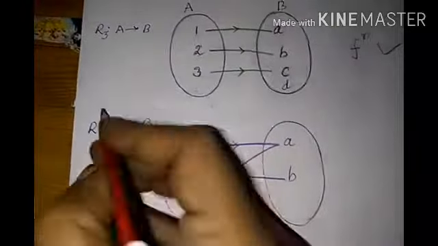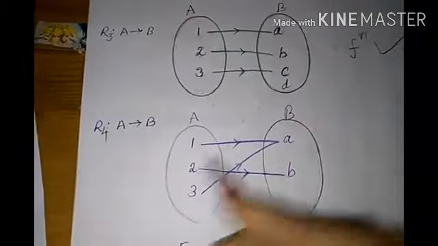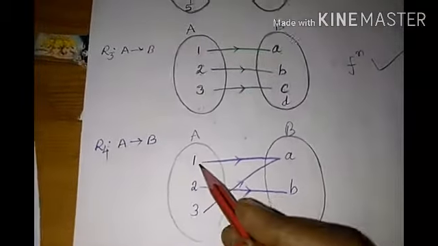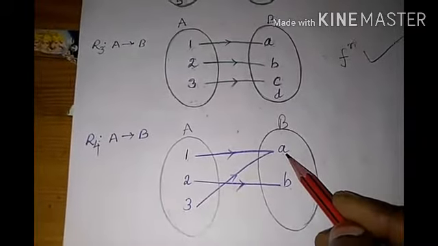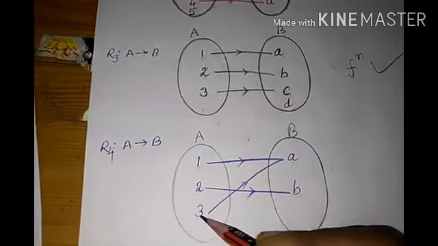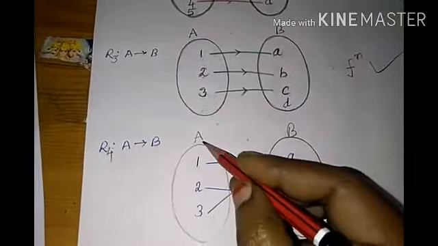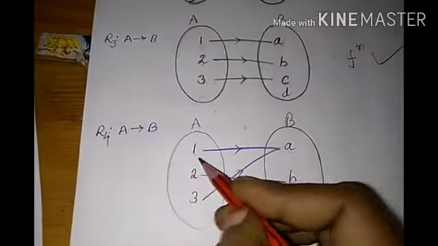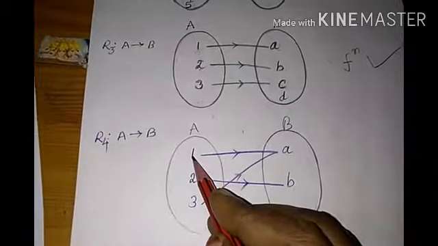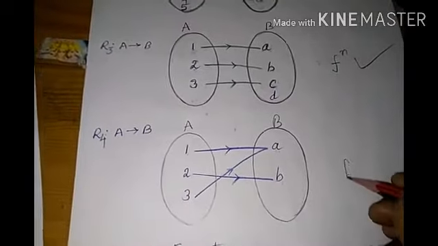Let us check one more relation, R4. R4 is a relation from A to B. 1 is mapped to A, 2 is mapped to B and 3 is mapped to A. That means input 1 has A as output, input 2 has B as output, and for 3 we have output A. That means all elements in the set A have outputs and no input has two outputs. For one input there is only one output. So it is also a function.